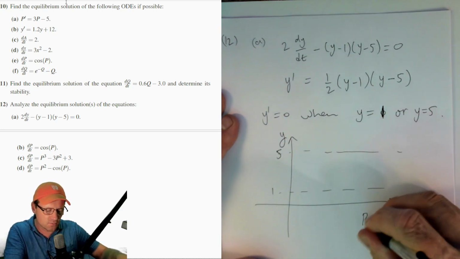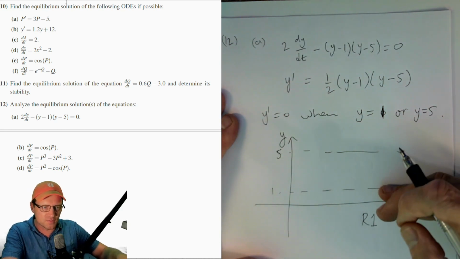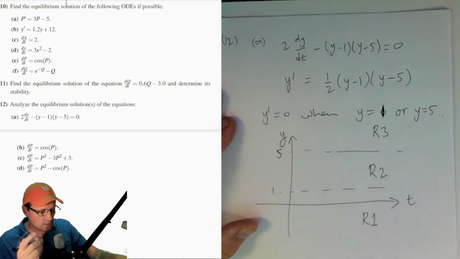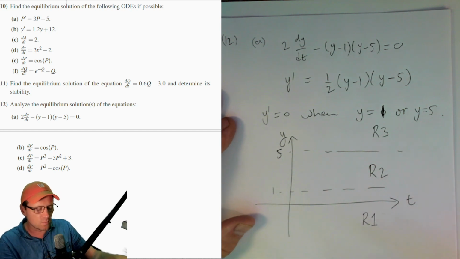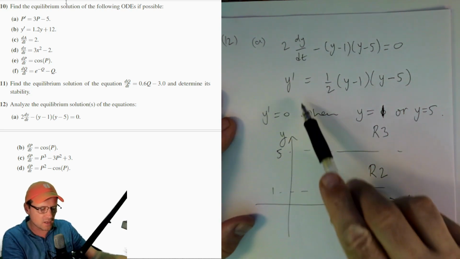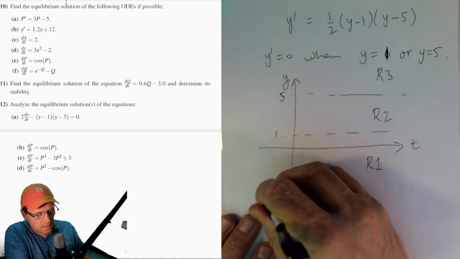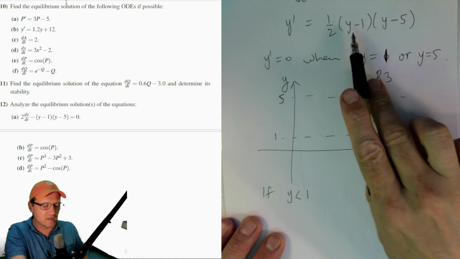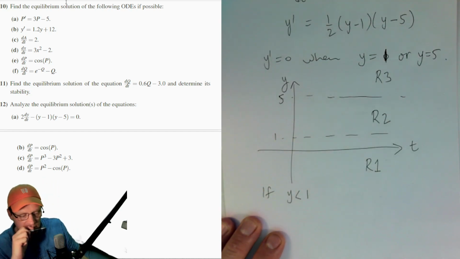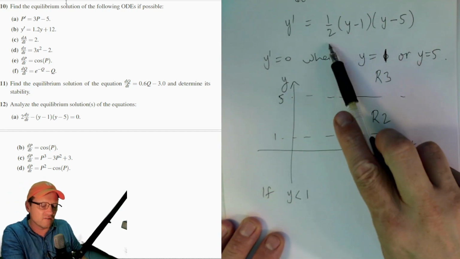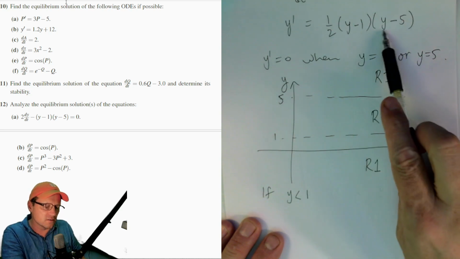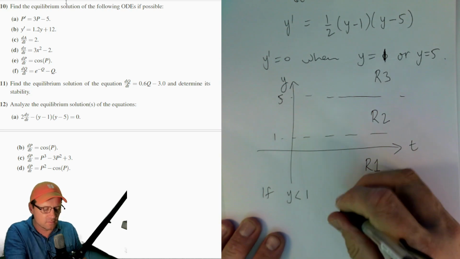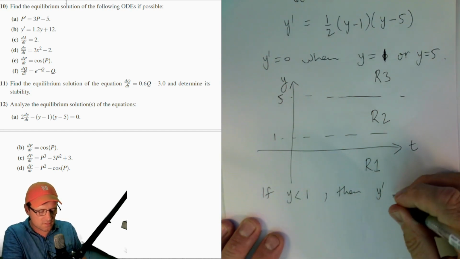Let's identify these. So region 1, all numbers up to 1, region 2, and region 3. So let's choose a number less than 1 so that it's in region 1, and let's evaluate the sign of y dash. So we'll say if y is less than 1. Now, you can just choose 0 to make this easy for yourself to look at the sign. So if we chose 0, then we'd have minus 1 times minus 5 is plus 5 times 2. That's positive. So we'll say then y dash is positive.